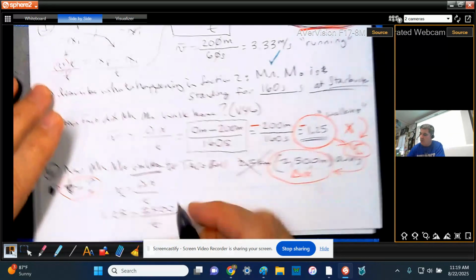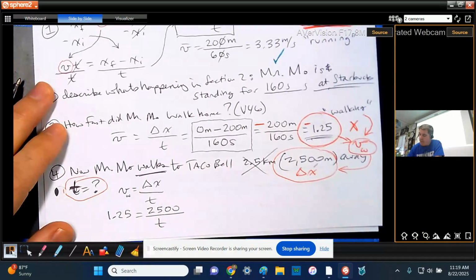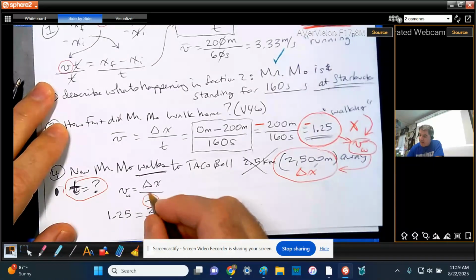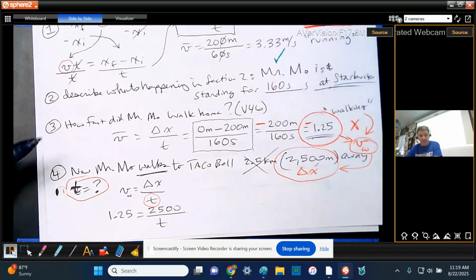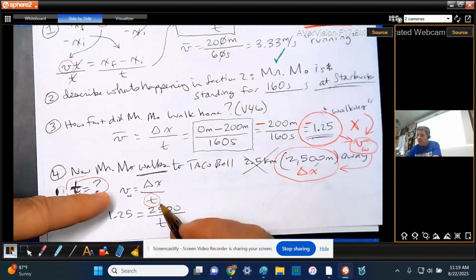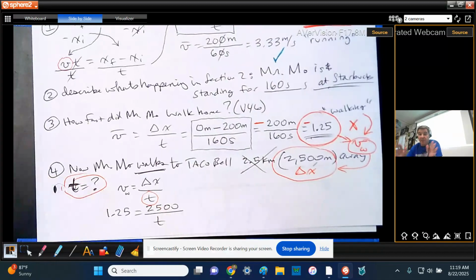Let me show you how to do that real quick. So if I want to rearrange the equation, remember I'm going to solve for t. And there's a little trick called cross multiplication. If you do cross multiplication, literally, this is just following the math rules.